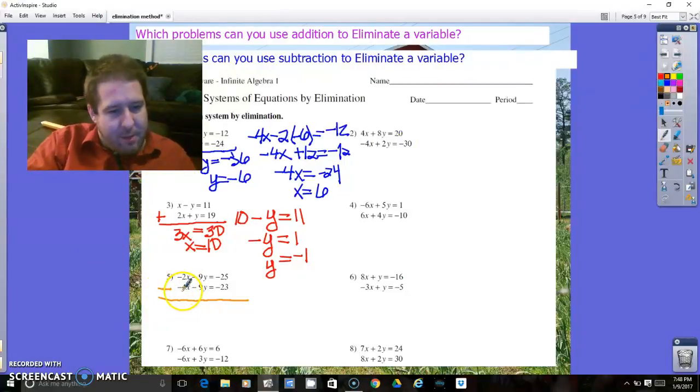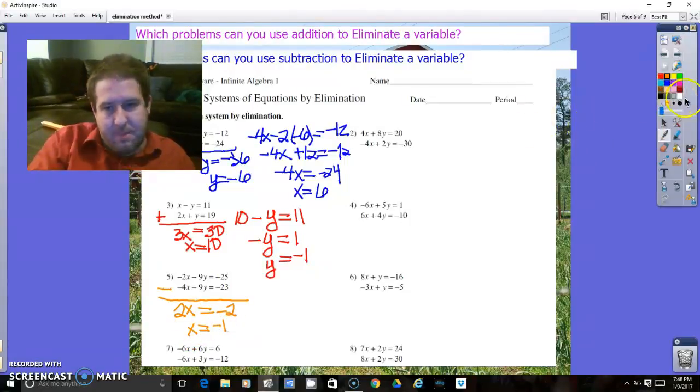Negative 2 minus negative 4 is positive 2x. Keep, change, change. Use a calculator if you're not quite sure about doing integers. That's because negative 2 plus 4 makes 2. This makes nothing. That was the whole point. Negative 25 minus negative 23 makes negative 2, which means x has to be negative 1 once you divide by 2 on both sides.